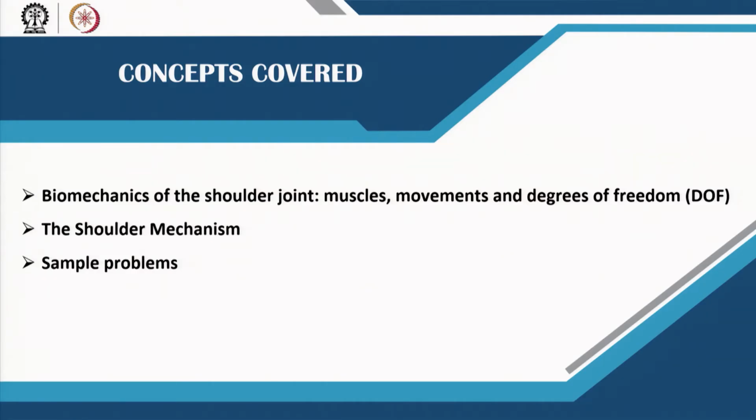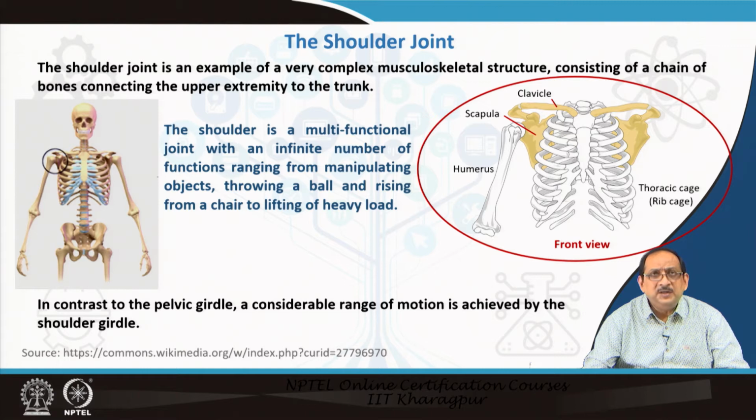In this lecture, we will be discussing the muscles, movements and degrees of freedom of the shoulder joint in relation to the biomechanics of the joint, the shoulder mechanism and a few sample problems. The shoulder joint is an example of a very complex musculoskeletal system, as already discussed earlier, and it consists of a chain of bones connecting the upper extremity to the trunk.